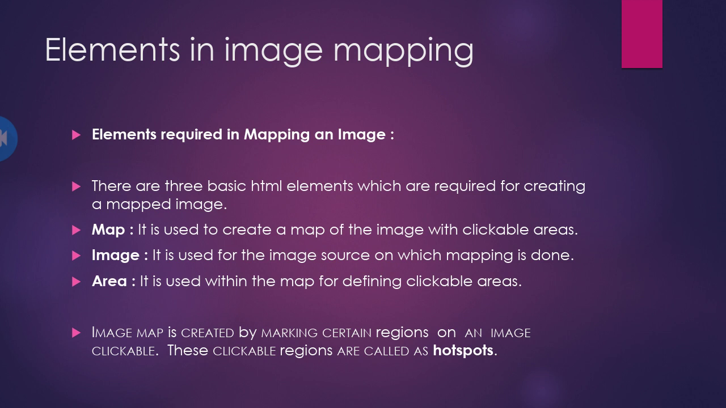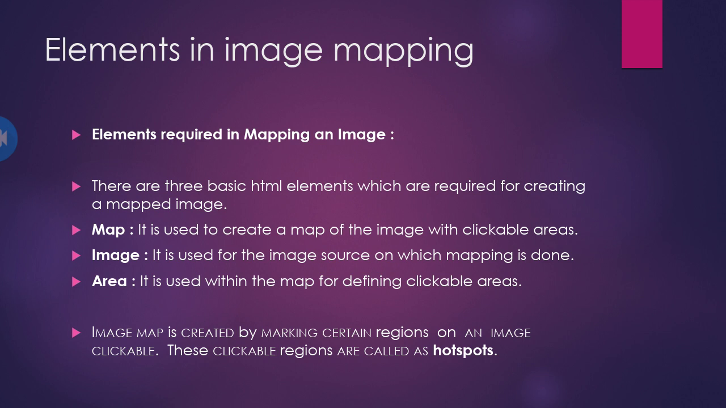Next is elements in image mapping. What type of elements are required to map the image? There are a total of 3 elements: map, image, area. So we require 3 elements whenever we have to do image mapping. The first element is map. Map is used to create a map of the image with clickable areas.